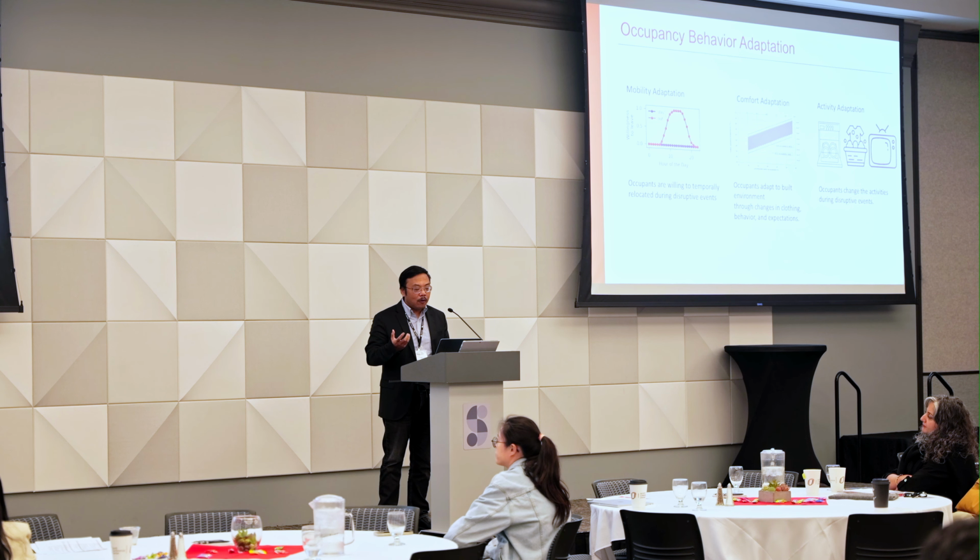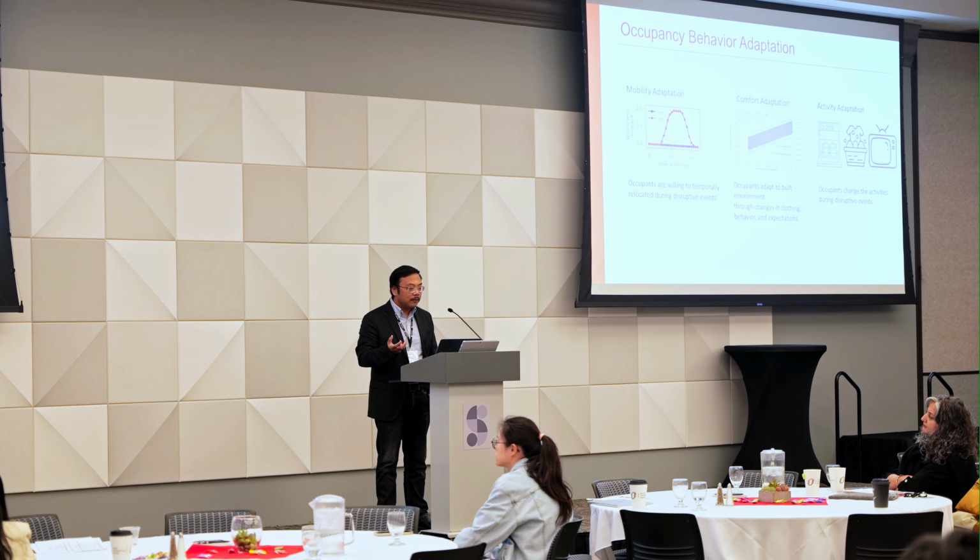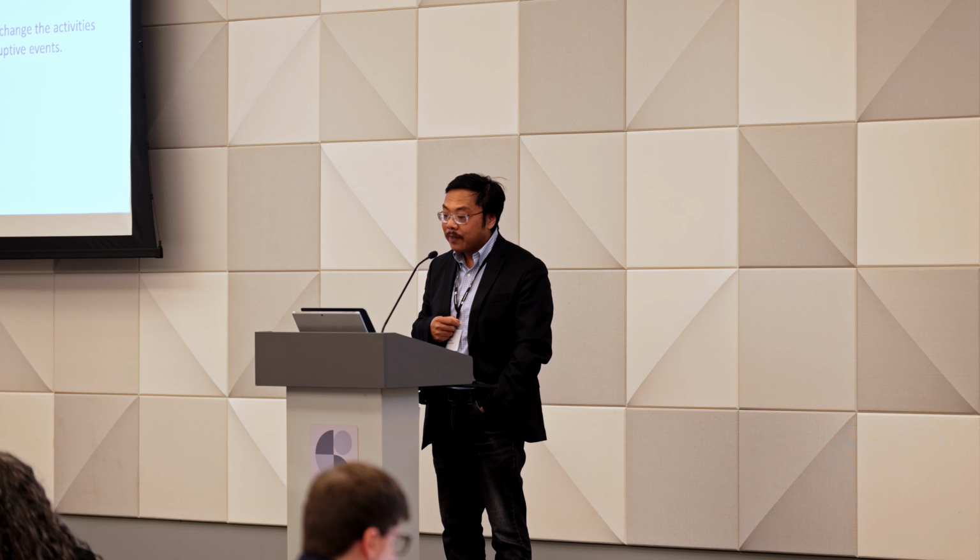So for example, if there's a power outage in my home, I can spend another 2 hours in my friend's home where there's still power on, right? There's no outage, okay? So that's called a mobility adaptation. There's a probability on that. And then the second one is called a comfort adaptation.